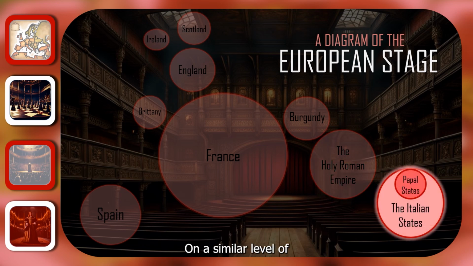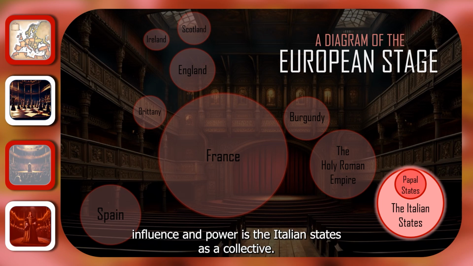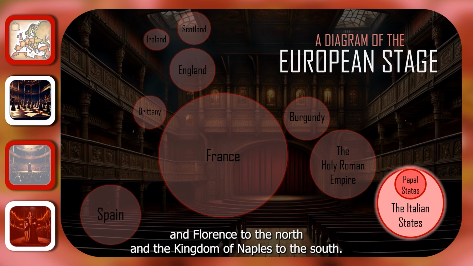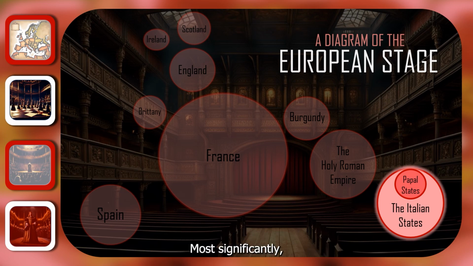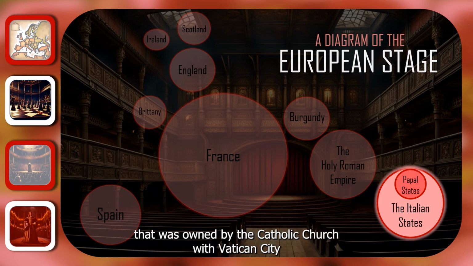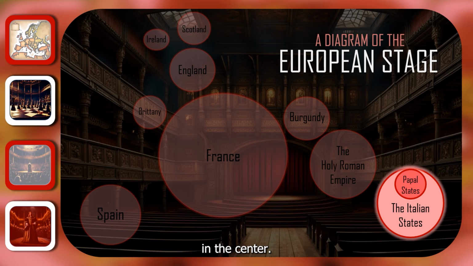On a similar level of influence and power is the Italian states as a collective. These included the powerful duchies of Venice, Milan, and Florence to the north and the Kingdom of Naples to the south. Most significantly, though, was the Papal States, which was a band of land in central Italy that was owned by the Catholic Church with Vatican City in the center.